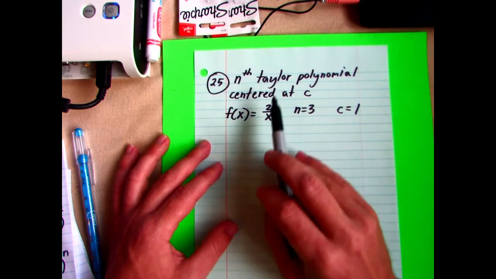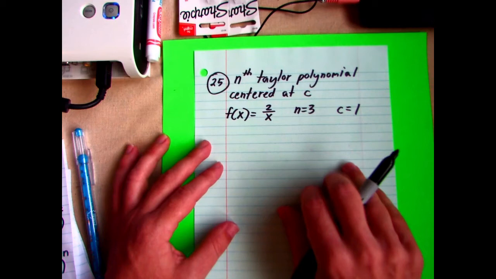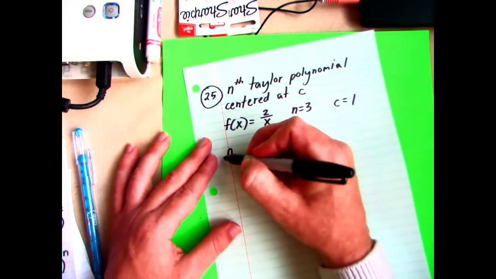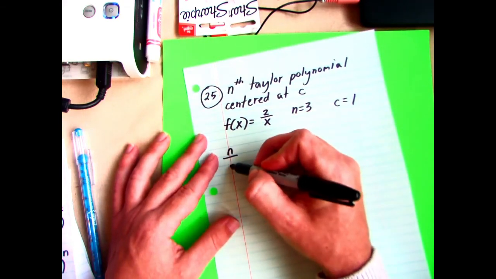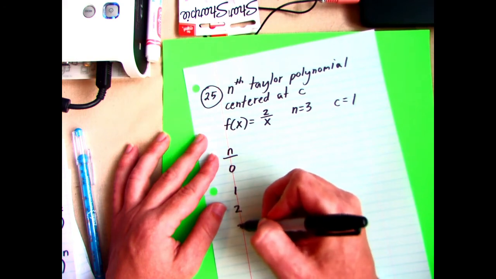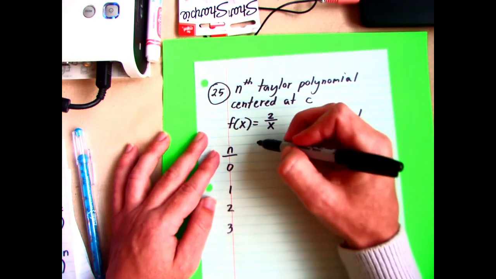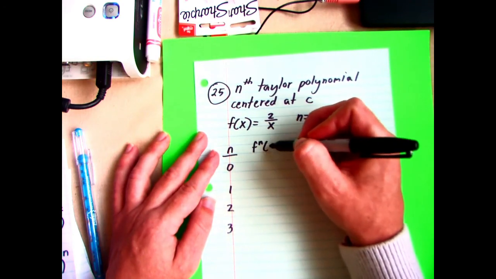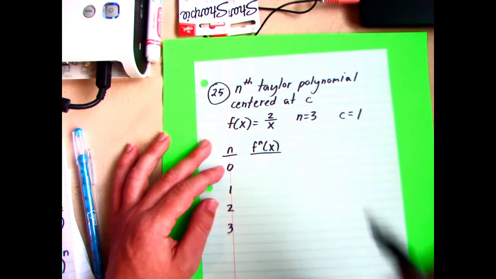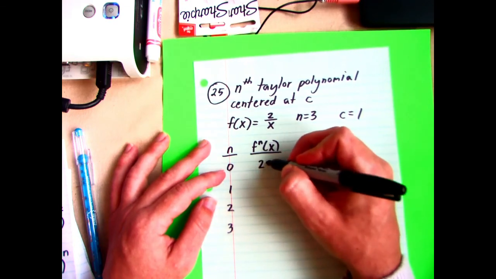Okay, one more homework problem. This time we're doing an nth Taylor polynomial centered at c. So f of x is 2 over x, n equals 3, and c equals 1. The first column in your table is going to be n, 0 through 3. The next column is the nth derivative of f of x. Well, the 0th derivative is the original, so that's 2 over x. I'm going to write it as 2 times x to the negative 1.